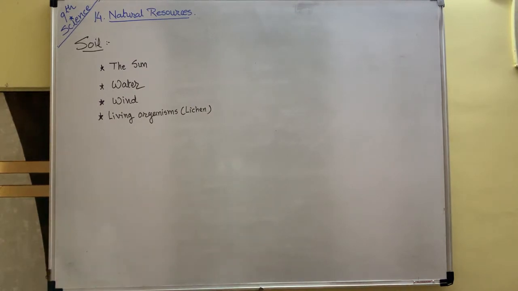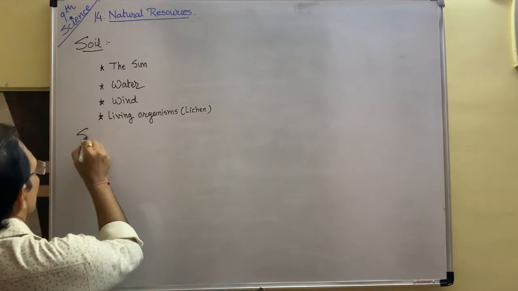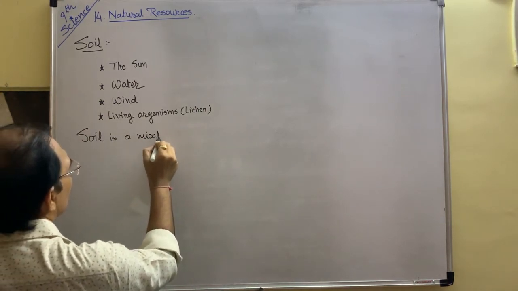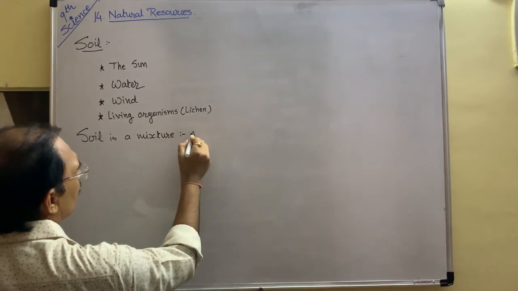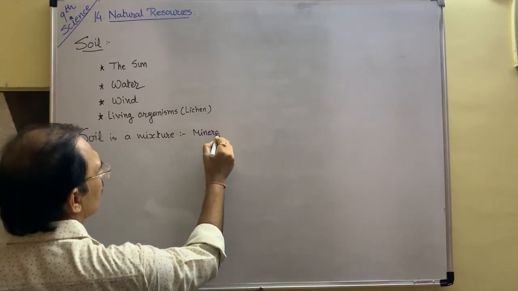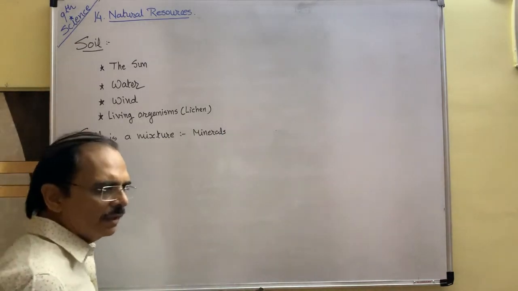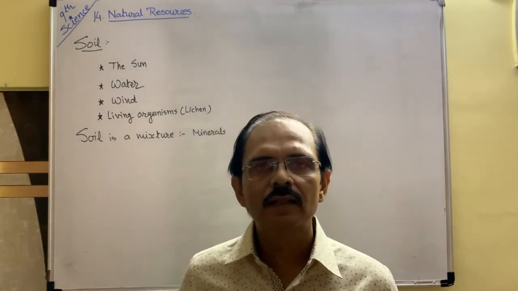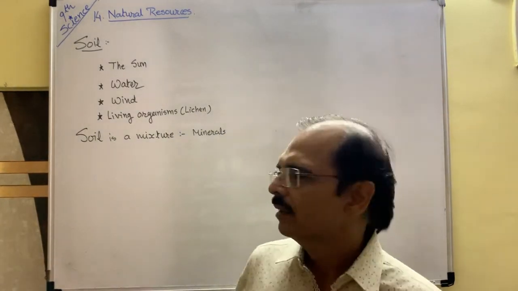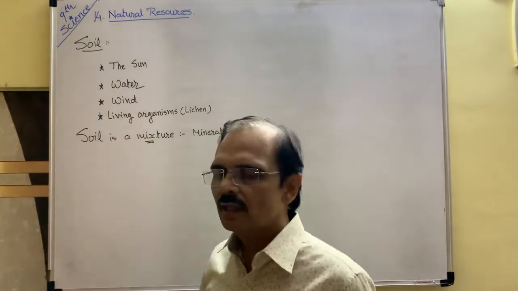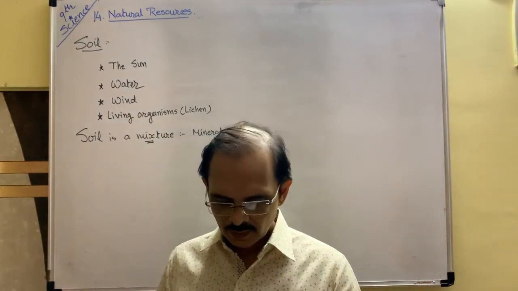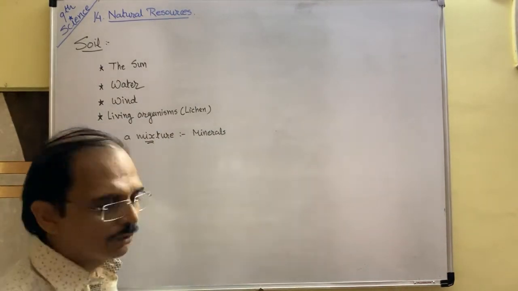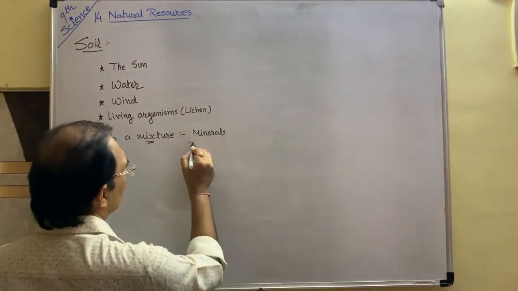that soil is a mixture. Soil is a mixture of many minerals. Many components are there, pebbles are there, fine particles are there, sand particles are there, and so we say that soil is a mixture. So it contains some decaying substance also, minerals and some decaying substance.